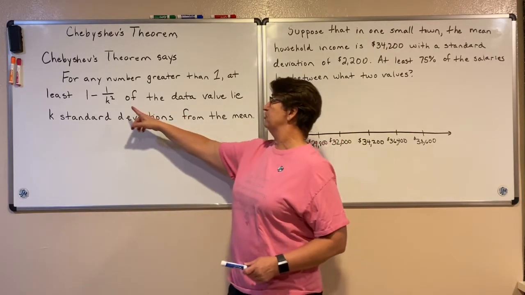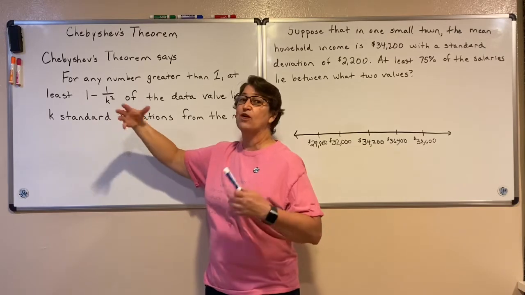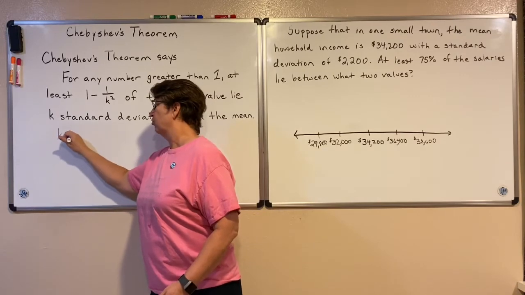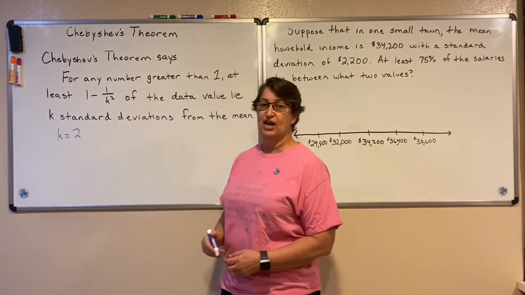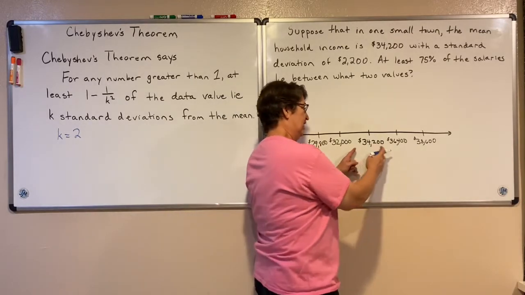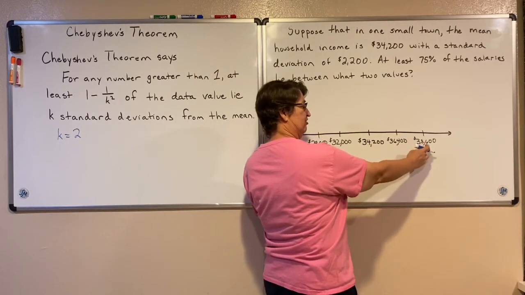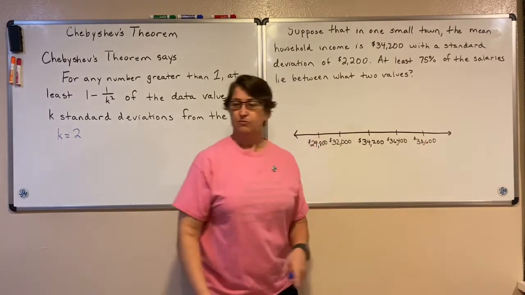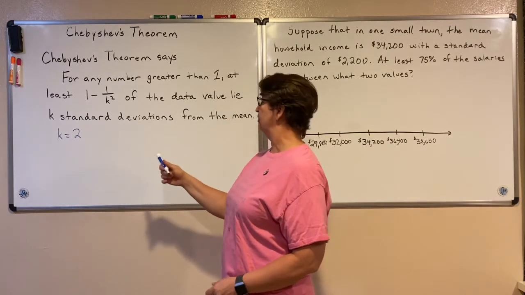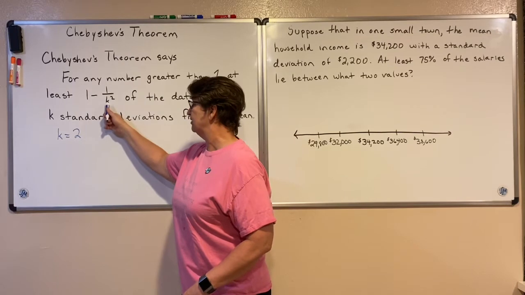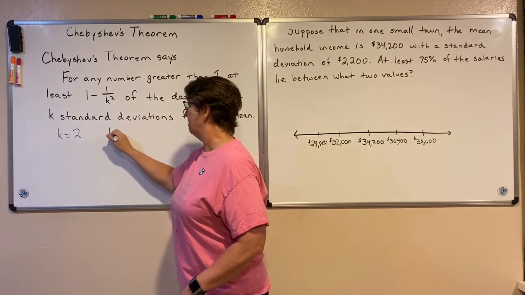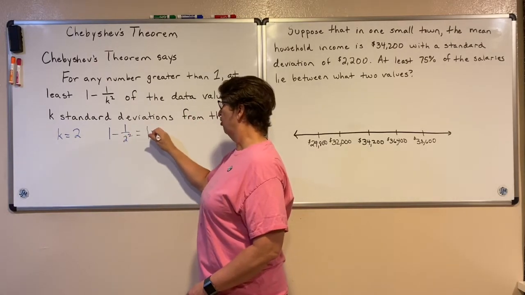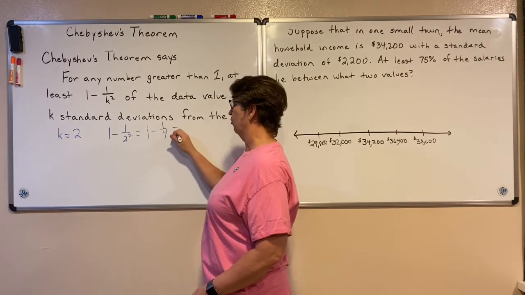So we want our k to be more than 1. We're going to go more than one standard deviation out. So let's go out 2 standard deviations. So k is just representing the number of standard deviations that we're looking out. So in other words, here was 1 standard deviation out. This is 2. This is what we're making k right now, out 2 standard deviations. And if I go out 2 standard deviations, I can plug that 2 into this little formula so that I have 1 minus 1 over 2 squared, which equals 1 minus 1/4.